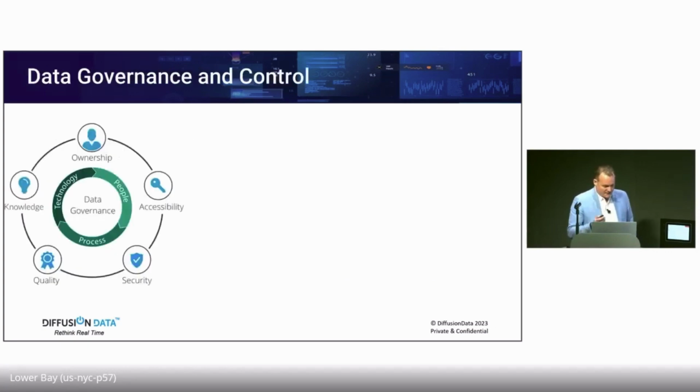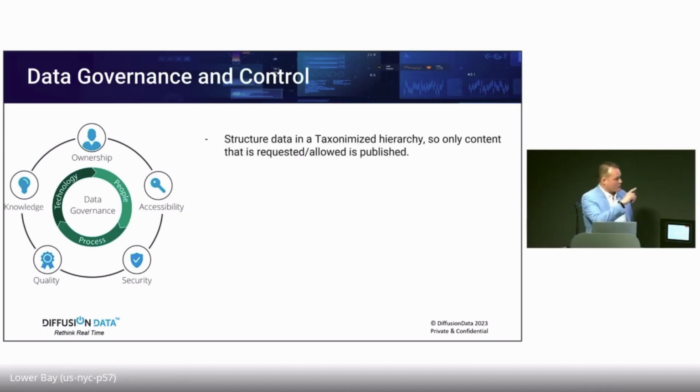So that then takes us to the next stage, which is basically about data governance and control. We've mentioned that we structure data in a taxonomy hierarchy. So only the content that a user is allowed to see is what they get. If they know, they can subscribe to exactly what they're interested in. But equally, the role-based access control system will strictly enforce that. They will not get any data they're not allowed to see.